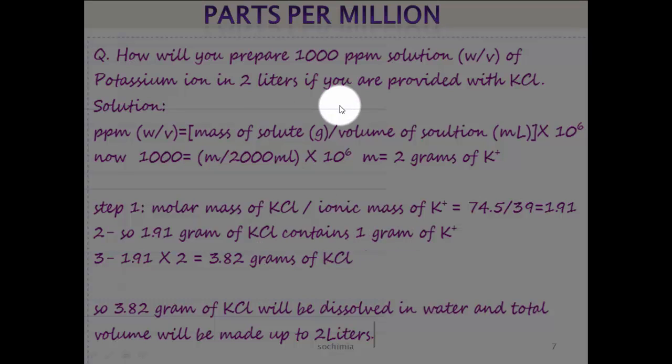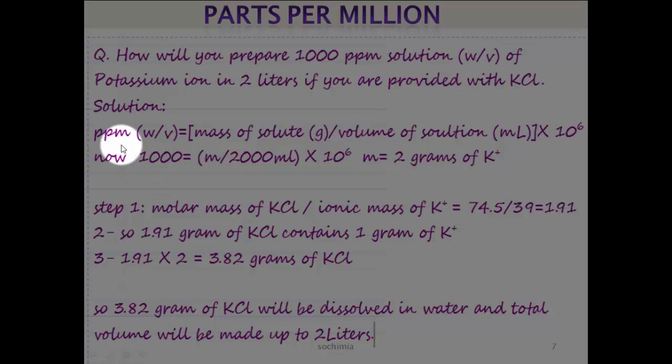There's another solved example: how are we going to prepare a 1000 ppm solution, weight by volume, of potassium ions in 2 liters if you are provided with potassium chloride. So here we need to understand that we have potassium chloride. Total volume of solution is 2 liters. Concentration we need is 1000 ppm, weight by volume.